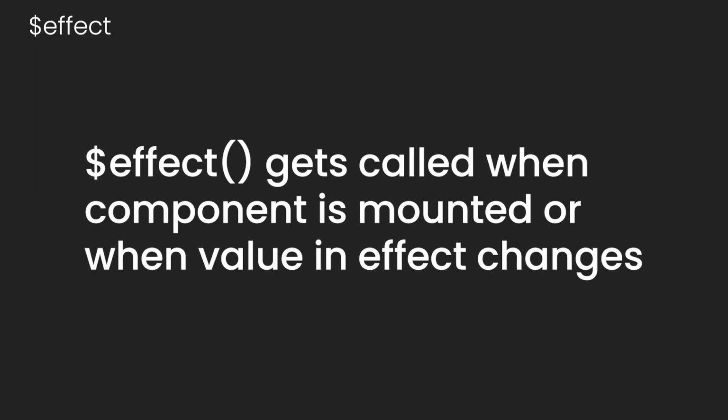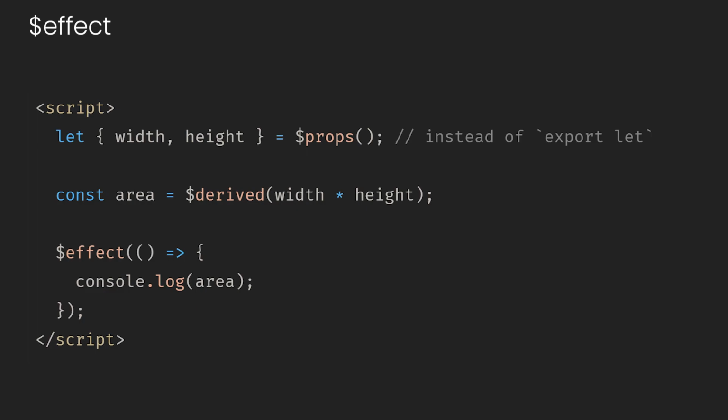Now let's move on to effect. Effect is a function that gets called when the component has been mounted or when a value used within the effect changes. This code example shows effect in its most simple sense. If the area value ever changes, then the effect is going to get run and the area is going to be logged to the console.